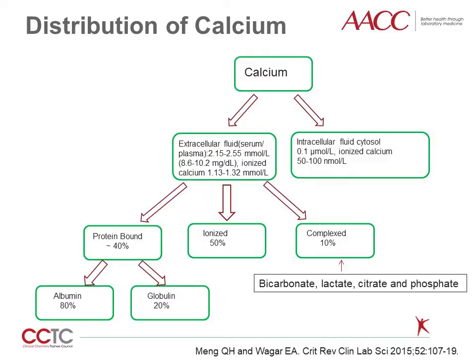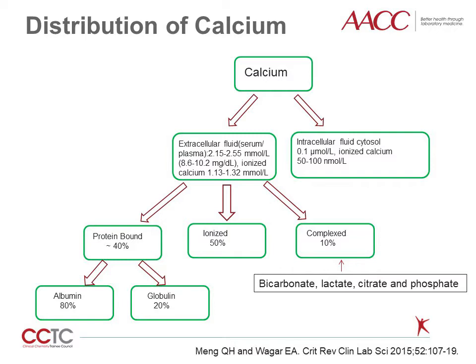Calcium is the fifth most common element and the most prevalent cation in the body. There's approximately 1 kilogram of calcium in the human body. Of these, 99% of calcium is distributed in the bones, 1% in soft tissues, and only 0.1% in body fluids.